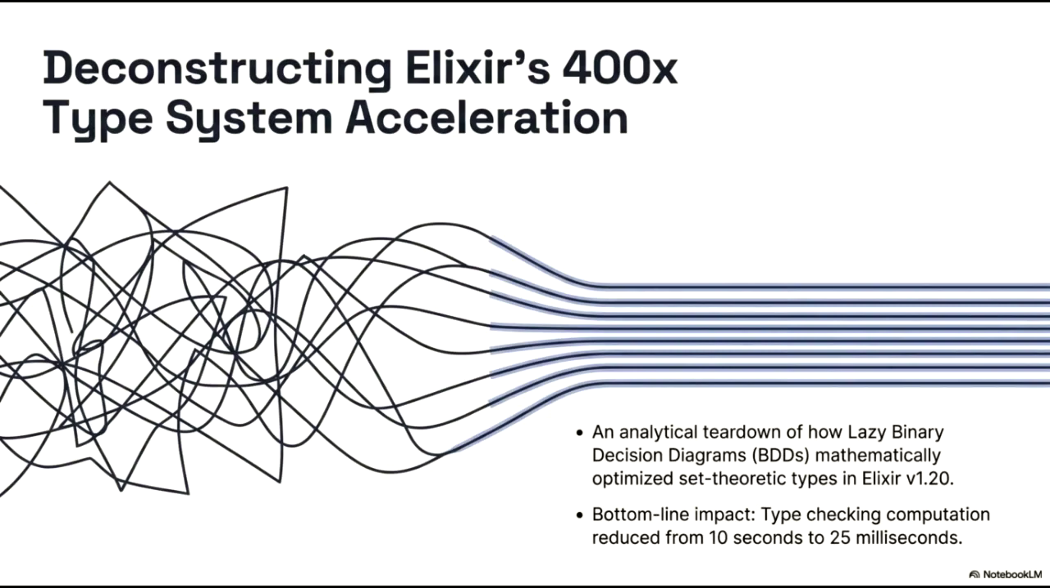Welcome, everyone. Today, we are exploring a massive leap forward in Elixir's performance, a 400-fold acceleration of its type system. In this session, we will conduct an analytical teardown of how the implementation of lazy binary decision diagrams, or BDDs, mathematically optimize set-theoretic types within Elixir version 1.20. To put the real-world impact into perspective, these optimizations have reduced type-checking computation from 10 full seconds down to just 25 milliseconds. This shift represents a fundamental improvement in the developer experience, transforming a significant bottleneck into a near-instantaneous process.